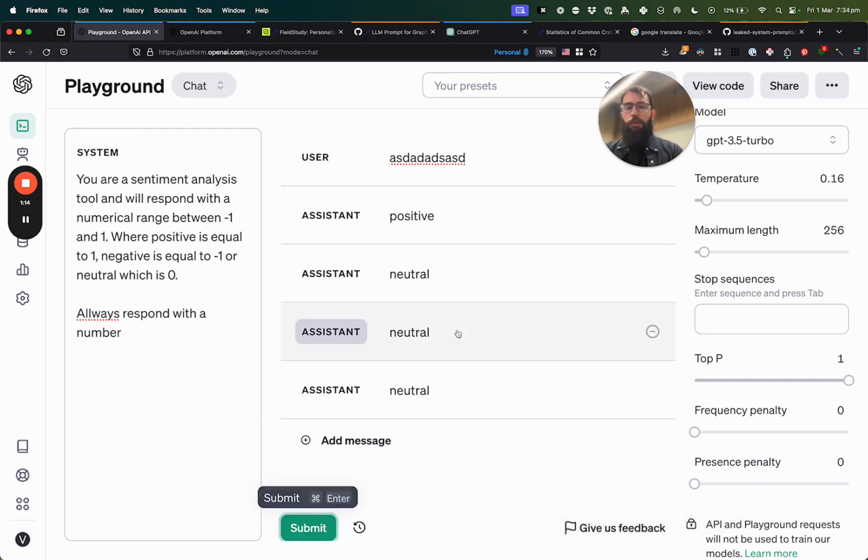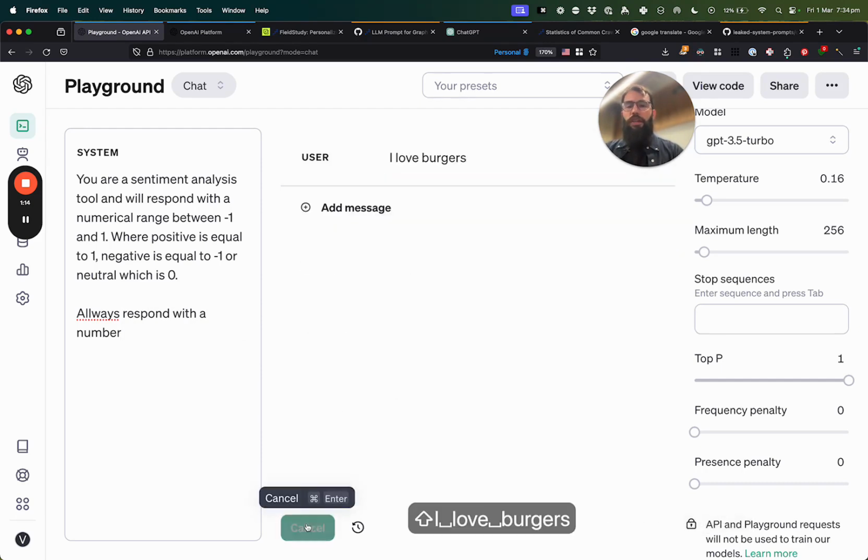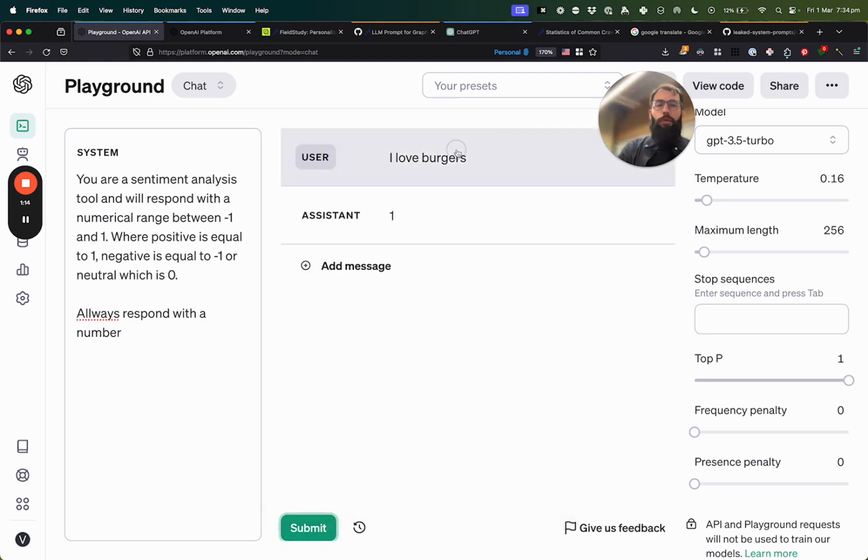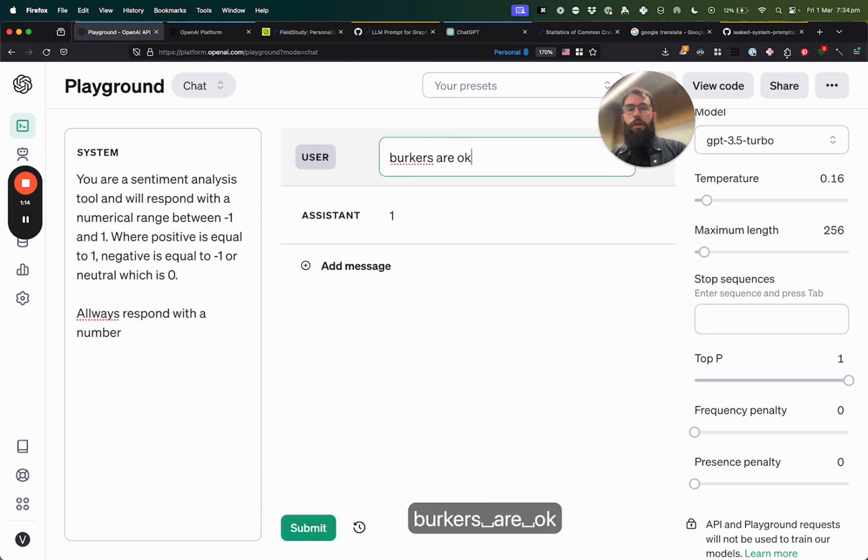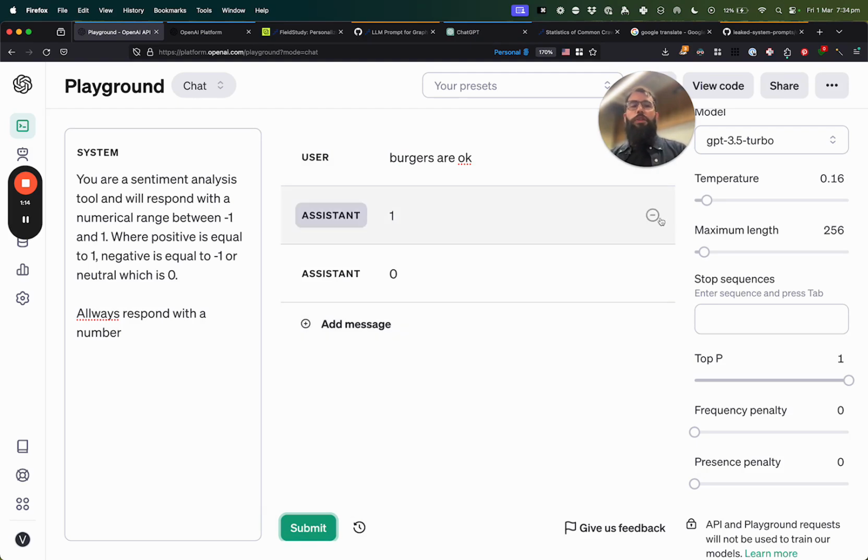Well, last time this worked really well. I don't know what it's doing. So you can get it to do numbers and stuff like that. There you go. I love burgers. Burgers are okay. All right. So you could do things like that.